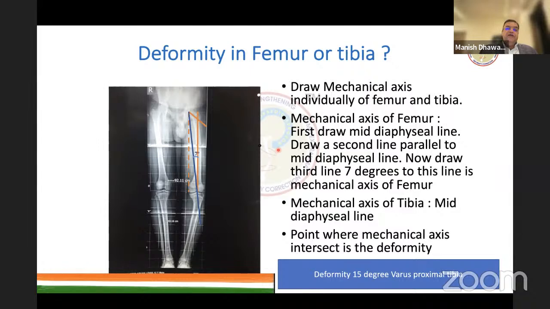So if you see, there is no deformity in the femur. But if you extend the line down, you see that it is going to the tibia. Now if we draw the mechanical axis line of the tibia, this line is intersecting in the tibia. So we know that there is a deformity in the tibia. And how much is the magnitude? It is 15 degrees, so it's a 15 degree varus deformity of the tibia.